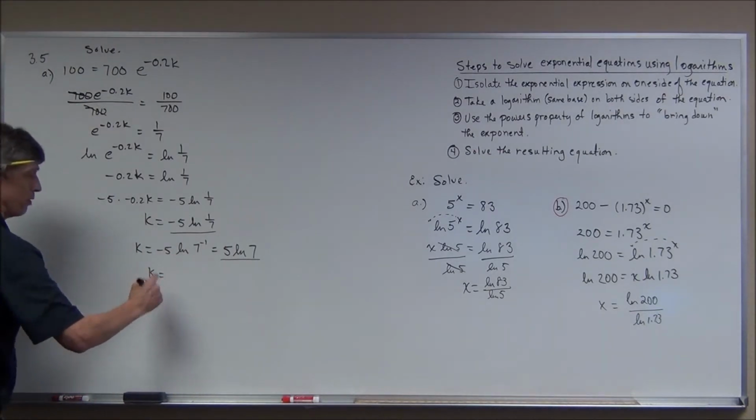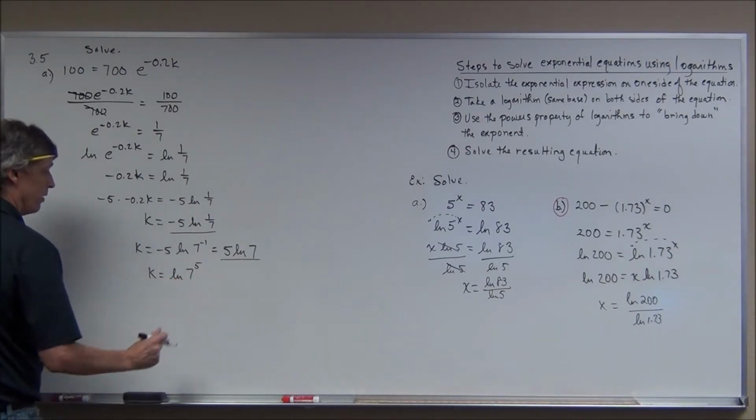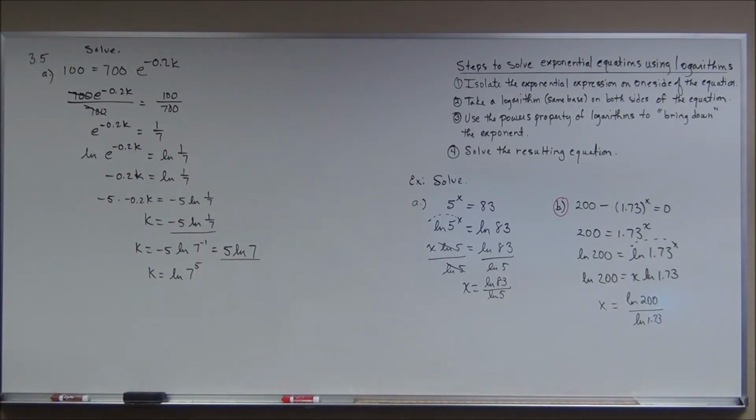They may use their powers property again and write this as the natural log of 7 to the 5th power, or they could get their calculator out and approximate that all the same. So be on the lookout there when you get answers that involve logarithms like that. It might be rewritten. And here's another example.